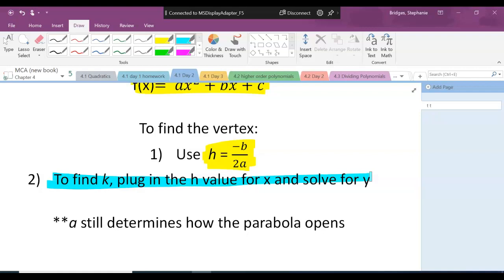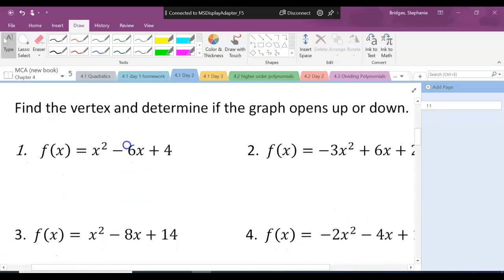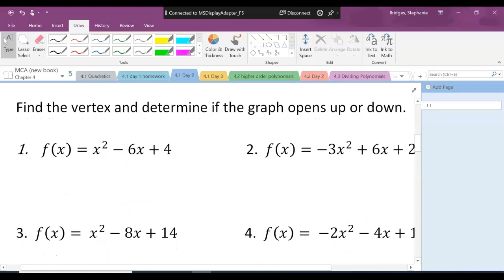Is everybody ready? Okay. So let's start with number 1. We're going to practice finding the vertex, and we're going to determine whether it opens up or down, just like we did with the first 4 yesterday. So what I want you to do first is identify what your a value is and what your b value is. Remember, a is the number that is in front of your x squared. b is the number that is in front of your x.